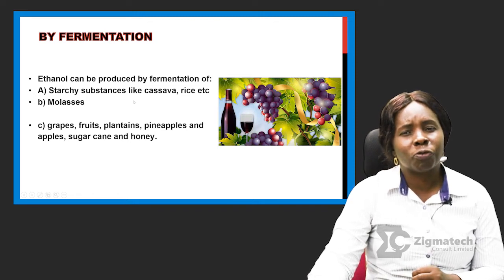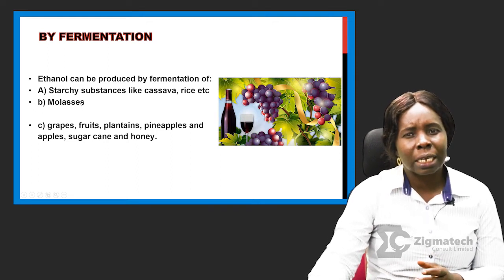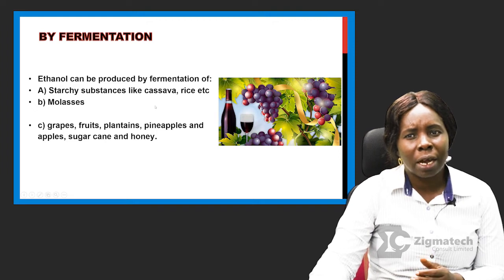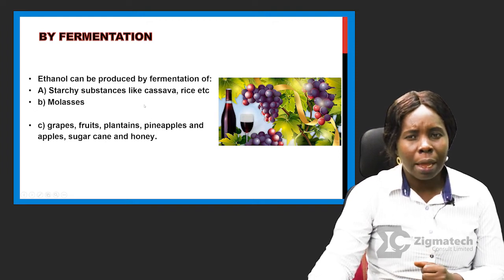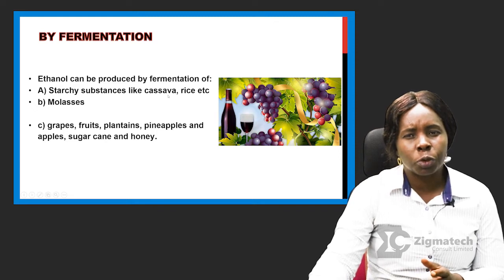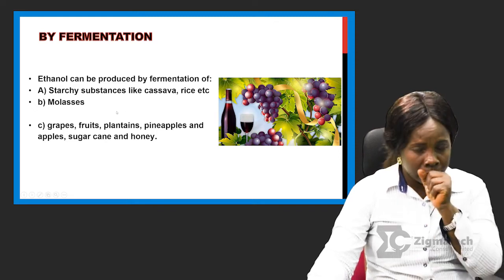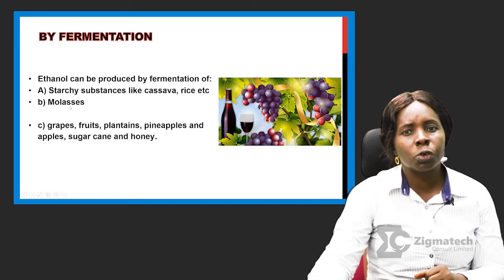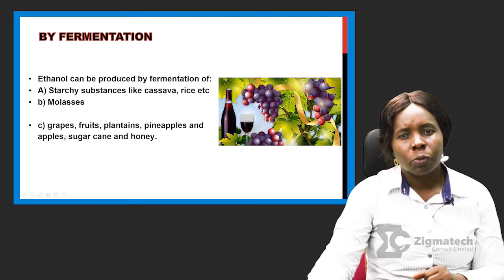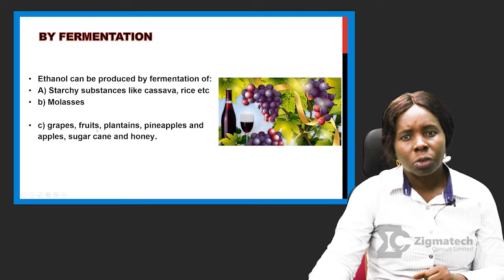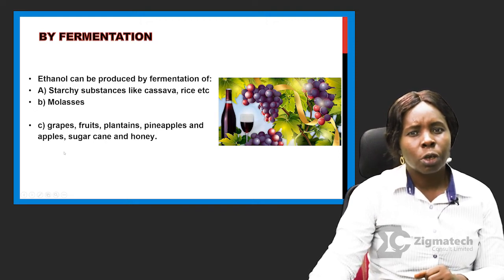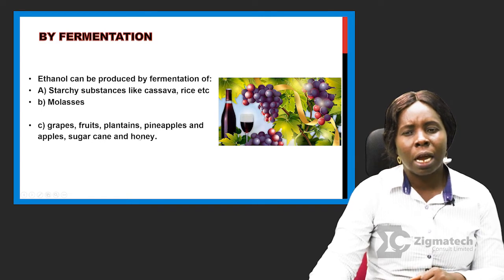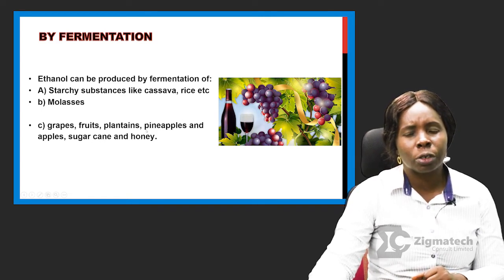Ethanol can be produced by fermentation using different foodstuffs, such as starchy foods like cassava, rice, sorghum, and millets. We can also use molasses, which are thick syrupy liquids. We can use grapes, fruits, plantain, pineapple, apple, sugar cane, and honey. All these can be products through which ethanol can be gotten.